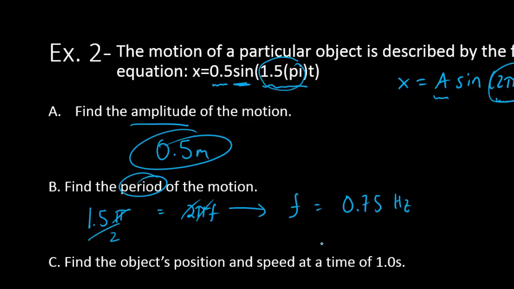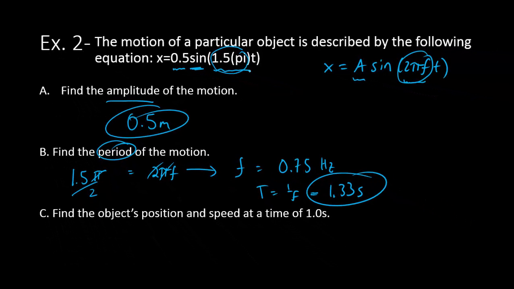And so once I know my frequency, it asks for the period. All I need to do is take, of course, the reciprocal of the frequency, and that's going to be equal to 1.33 seconds. And we can actually figure out the period of motion for the object just by looking at this information here. The last part says find the object's position and speed at a time of 1 second. So now they actually want us to find exactly where the object would be after a second passes.